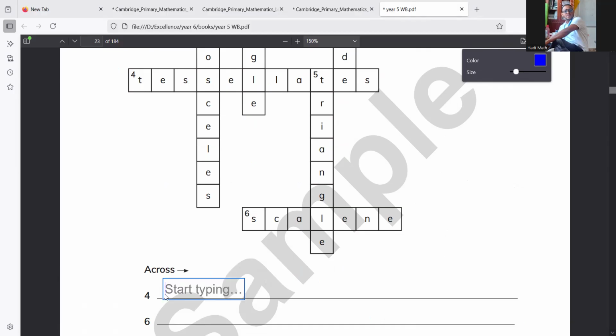So you go right here, translate. And remember, when we say translate, it means when you draw them together, there will be no gaps between them. And number 6, they say the word is also scaling. It's scaling.